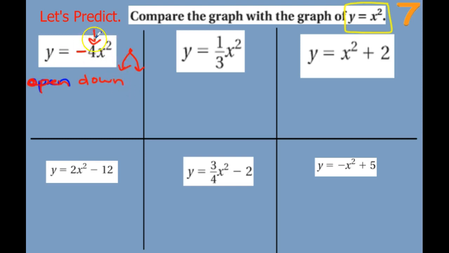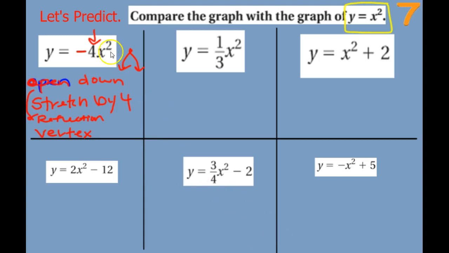Then you need to decide, is it a stretch or a shrink? If it's greater than 1, it's a stretch. If it's less than 1, it's a shrink. So this one is greater than 1, so it's a stretch by a factor of 4. The negative tells us that this is also a reflection, meaning it opens down. Those kind of go together. And then our vertex.